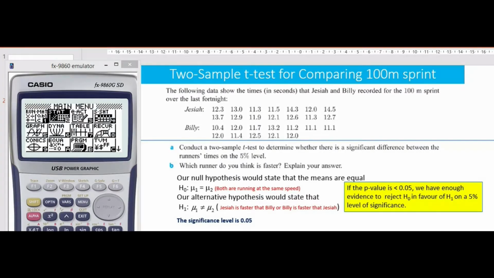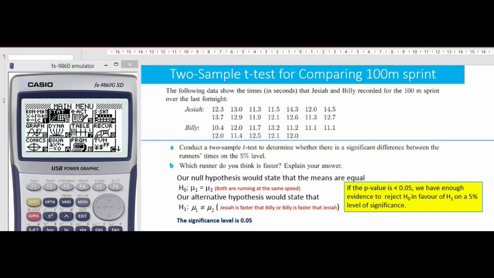Let's look at an example where we are using a two-sample t-test for comparing the speed of two runners in a 100-meter sprint. The following data shows the time in seconds that Jessia and Billy recorded for the 100-meter sprint over the last fortnight. You have the timings for Jessia and you have the timings for Billy. Several numbers are given to us.